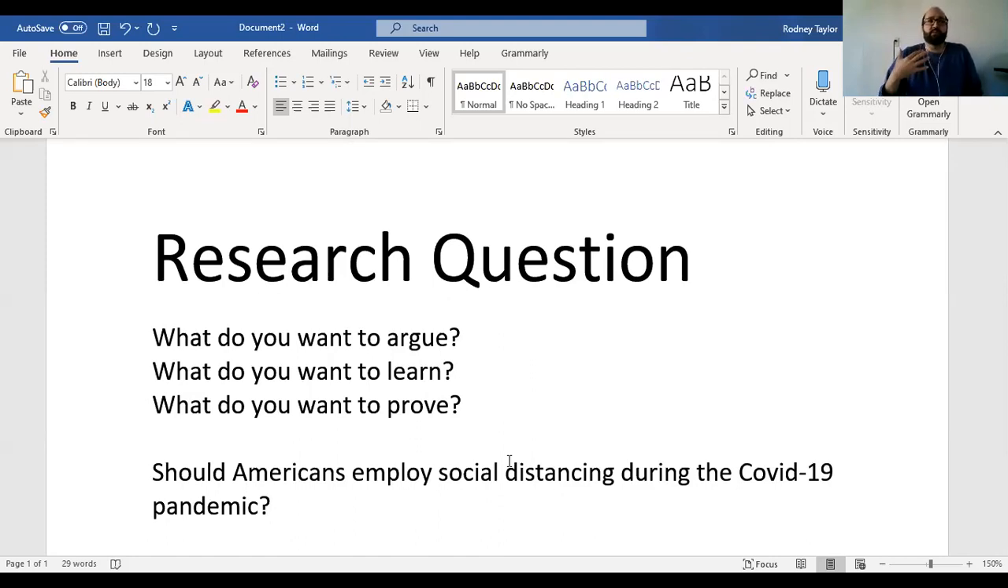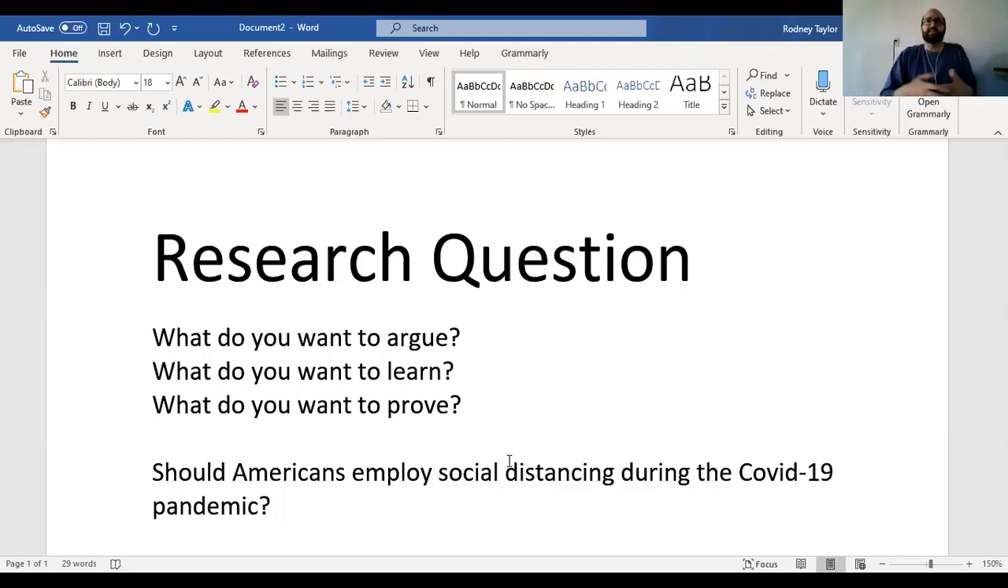But if you come up with some sort of question that you can argue, that you can research, that you can almost prove, then you have a more working thesis statement. And I think a question like, should Americans employ social distancing during the COVID-19 pandemic, is something that's kitschy. It's something that people can argue. And if you watch the news, there's still states that are not enforcing social distancing. So you can argue that, and you can substantiate that with facts and statistics.